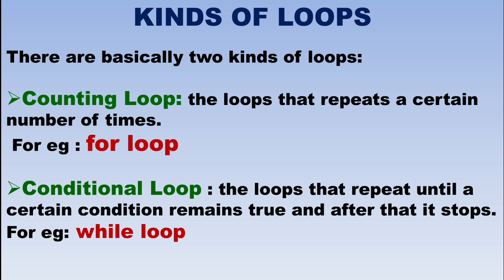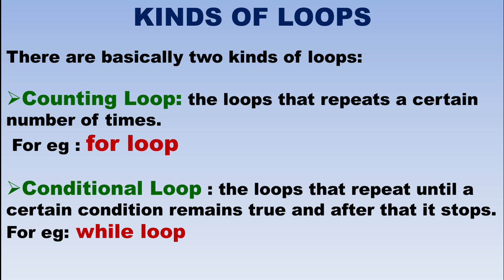Talking about the kinds of loops, there are two types of loops. First is counting loops, second is conditional loops. Counting loops are the loops that repeat a certain number of times. So here you run the loop only for the specified number of times, and how you specify that number will be clear when you study counting loops in detail. An example of a counting loop is the for loop.